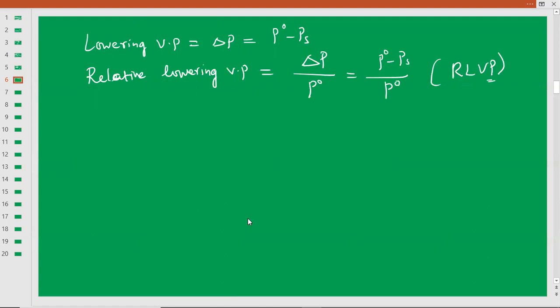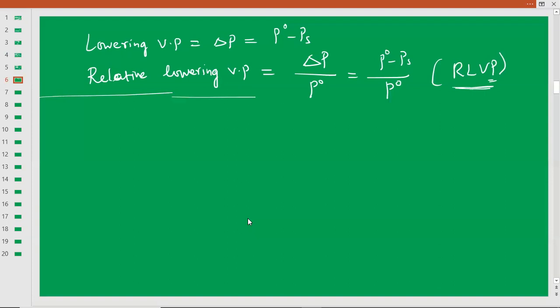So what is RLVP? Relative lowering of vapor pressure is the decrease in the vapor pressure of the solution when compared to the vapor pressure of the solvent. Or that ratio between the lowering of vapor pressure and the vapor pressure of the pure solvent is also called RLVP. Now we will get to know information about RLVP in a different manner. Now we will check it out.